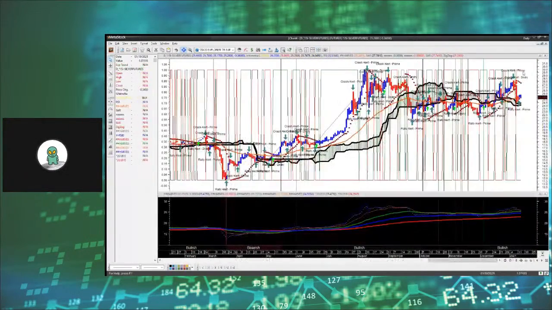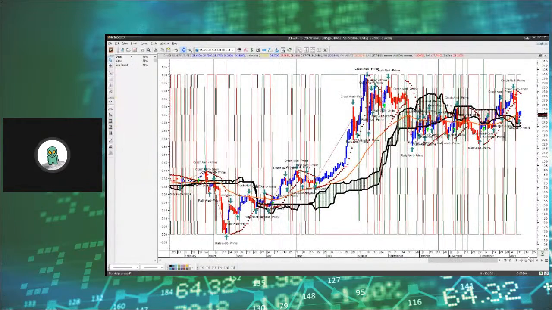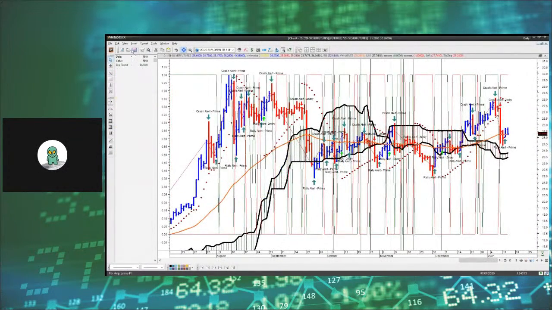Let's take a look now at the silver futures. All right, so here's your rally alert here. Really nothing going on just yet, so we'll wait and see on this one.